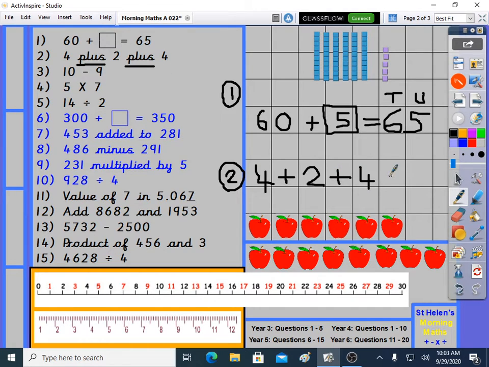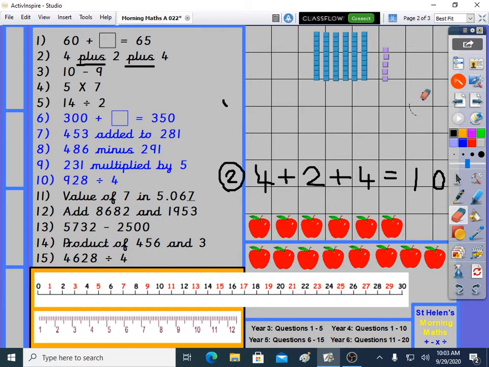We can do this on a number line. Starting on 4, we're going to add 2. 1, 2. Then we're going to add 4. 1, 2, 3, 4. And we get to 10. 4 plus 2 plus 4 equals 10. Our answer to number 2 is 10.